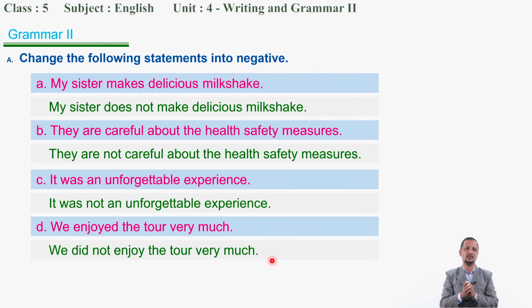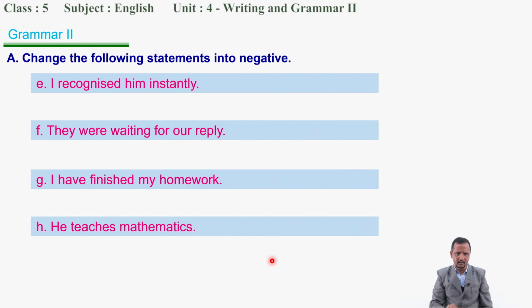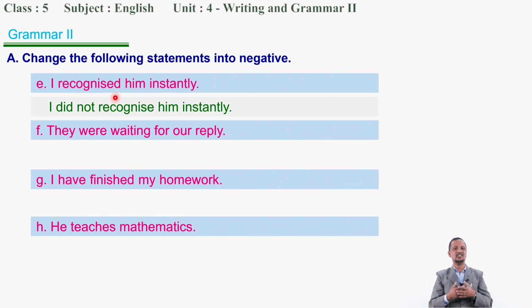Up to now, dear students, you have done very well. There is only a problem with using the auxiliary verb for past and present. Let's see: I recognize, again the same, recognize, past form. What do we use? Excellent answer. I did not recognize him instantly.